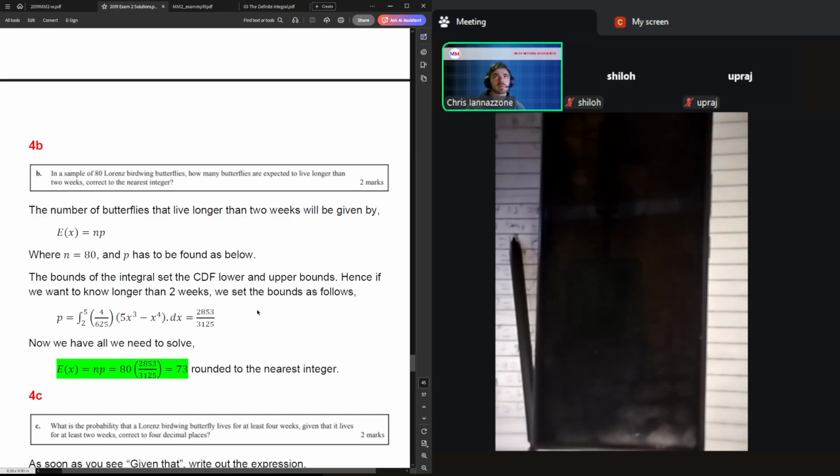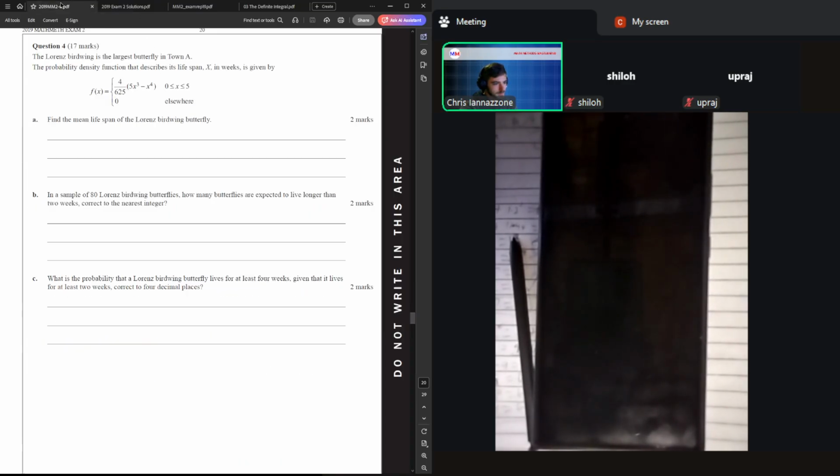Or I guess, said a bit better, you need to use continuous to find your binomial probability. Binomial specifically because you either live longer or you don't. It's one or the other. Cool.